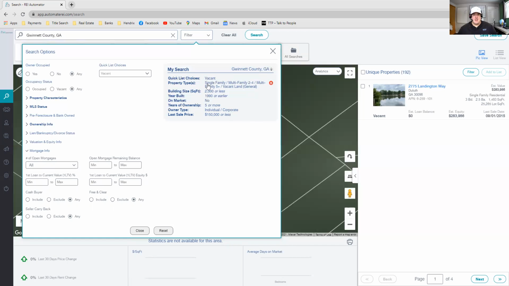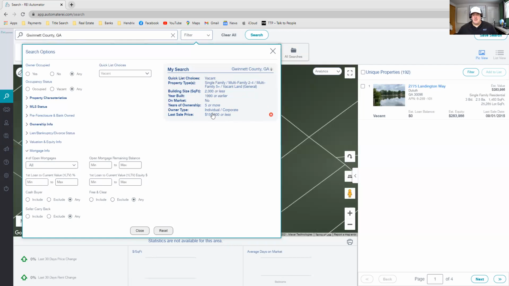I like it to be vacant, for a vacant list, obviously. Single family, multifamily, land, no more than 2,000 square feet. Year built is going to be 1990 or earlier. It can't be on the market. 5 years of ownership.